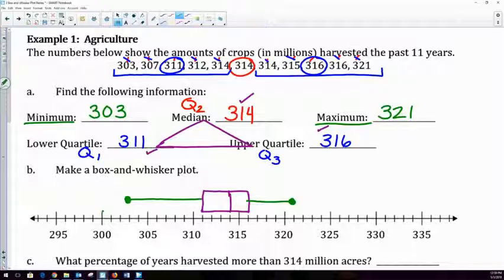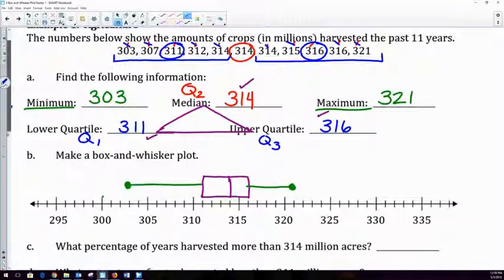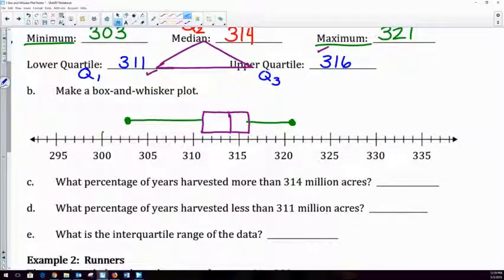The one thing it doesn't say anywhere to do that I like to do to make things easier is, even though I already have my box and whisker plot drawn out, I like to go through and label my percents to make answering the questions that follow a lot more straightforward and quicker. So each little piece of this is 25. Now remember, we said the box is 50% total. That means on the left side of the median is 25, and on the right side.